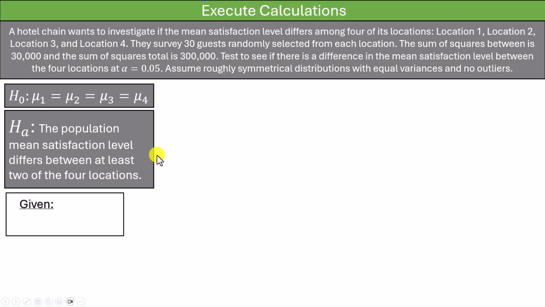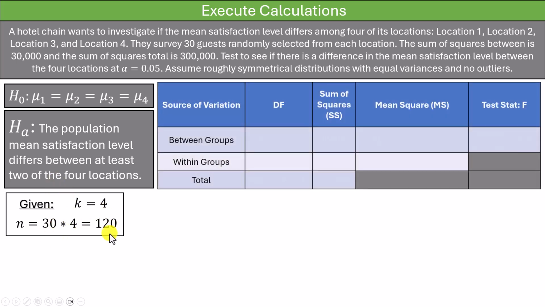So we are given here that there are 4 different means. So I'm going to go ahead and say that k is equal to 4. We're going to need that for the ANOVA table. And then we can also find the value of n, which is the total sample size. Remember, n is the total sample size, which is 30 multiplied by 4, which is 120.